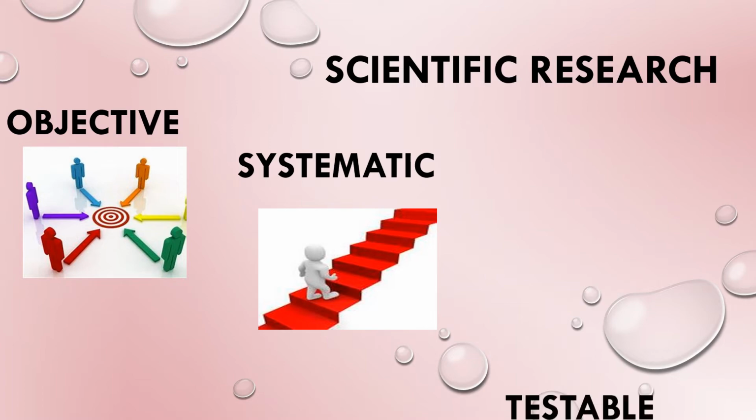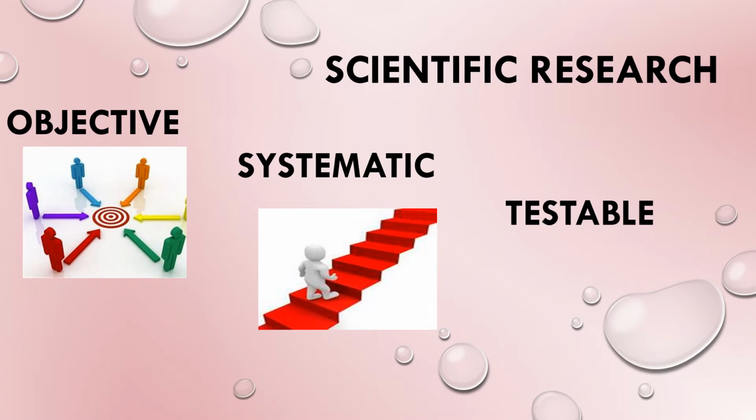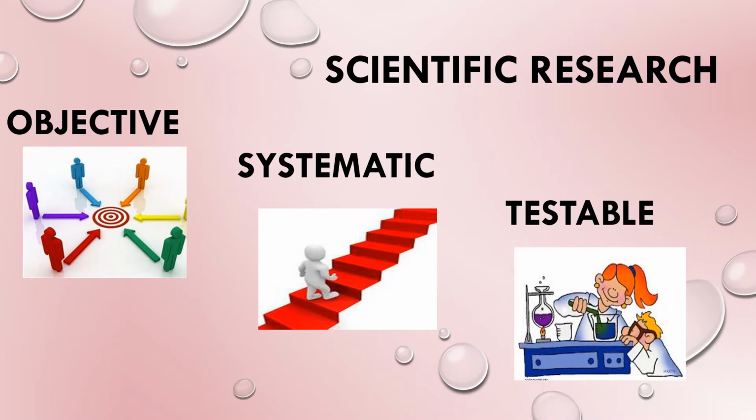Then the third point is testable. Scientific research should be testable. It must be designed such that the question in the research can be tested. They can be proven either true or false. If the questions are not testable, it will be impossible to provide an answer to that question. So scientific research must be objective, systematic, and testable.